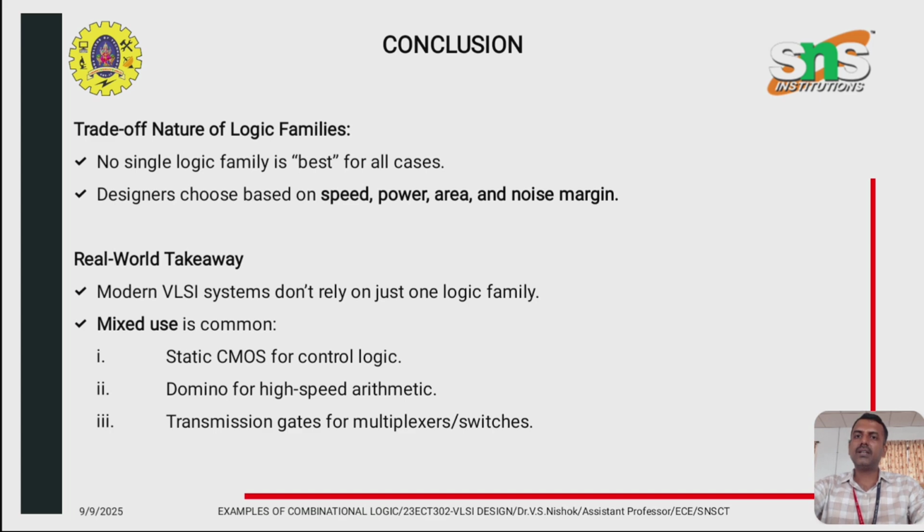As a conclusion, we can say that no logic family is best for all classes. Based on the application, whether speed, less power consumption or better area is needed, we need to choose the better logic circuit. That is the conclusion here. The real world takeaway is that modern VLSI systems do not rely on just one logic family. Mixed use is common. For higher or complex circuits, we use static CMOS, domino and transmission gate for several applications.